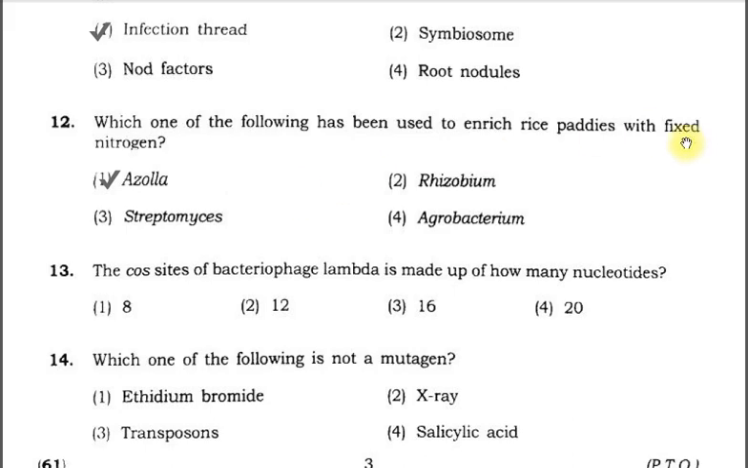Question number 13. The cos sites of bacteriophage lambda is made up of how many nucleotides? The options are 8, 12, 16 and 20. The correct one is option number 2, which is 12.